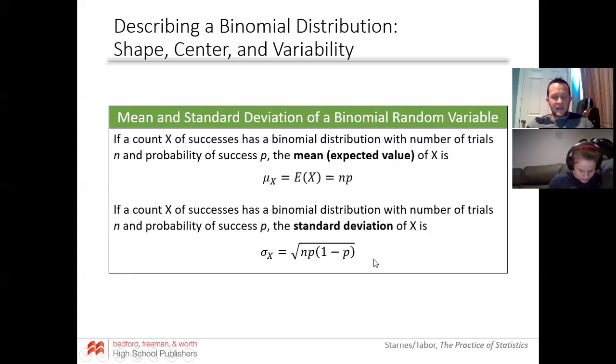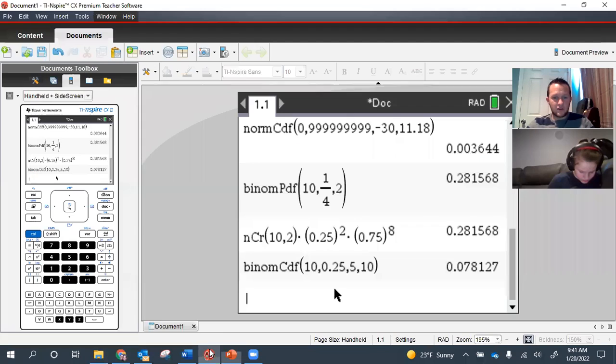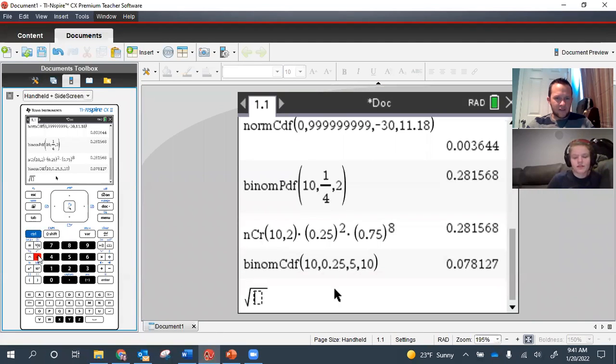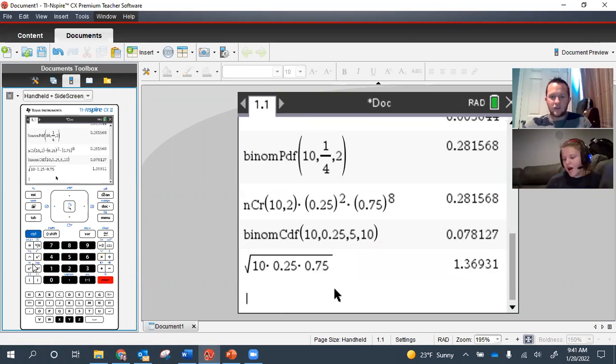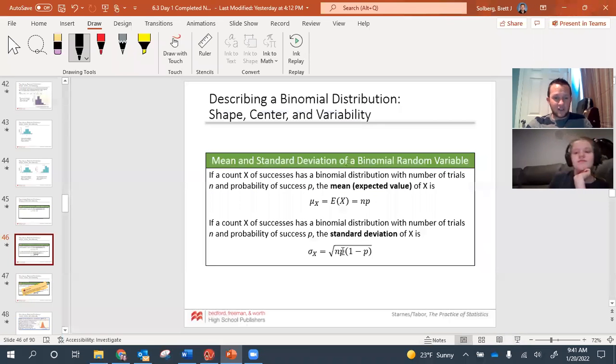To get our standard deviation, we would do the square root of NP, but then we also do the 1 minus P. So that's number of trials times the probability of success times the probability of failure, and then take the square root. So it would look like this: square root of 10 trials, probability of success was 0.25, probability of failure is 0.75, and so my standard deviation is 1.4. Now, that was a whole lot easier, wasn't it? That's one of the reasons why we like binomial distributions.